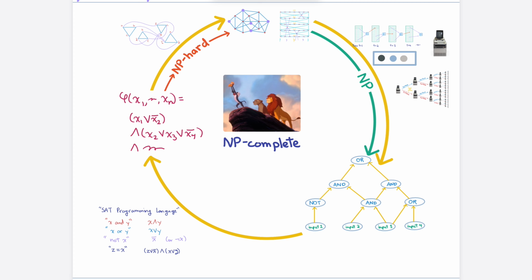But the big question is, is there a polynomial time algorithm, or can we prove there isn't? At some level, this sort of clarifies the problem. We have this kind of strong equivalence class. Any questions?